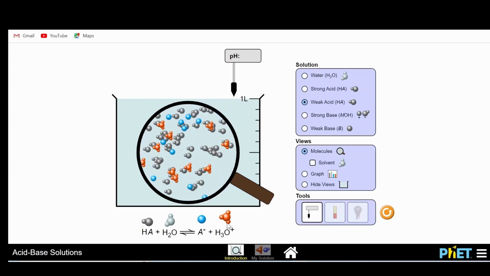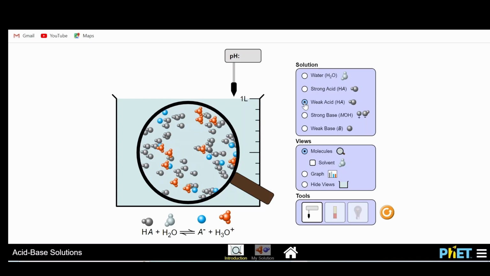Now at this point, I'll begin with defining an acid. For this, we use two theories, the Arrhenius theory and the Bronsted-Lowry theory. These two theories can be used interchangeably. According to the Arrhenius theory, an acid is any substance that can ionize in water to form hydronium H3O plus ions. And the Bronsted-Lowry theory defines an acid as any substance that can donate a hydrogen ion, therefore any substance that can be a proton donor.